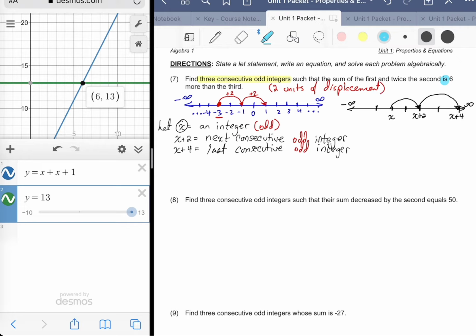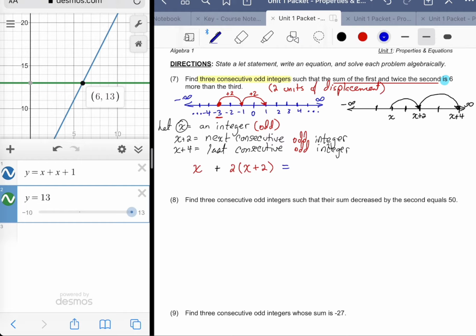The sum of the first. Well, the first is x. Sum is addition. Twice the second. Well, the second expression that we wrote is x plus 2. So I want twice that, the whole expression, so I put it in parentheses. Now I've taken care of this piece. Is means equals.